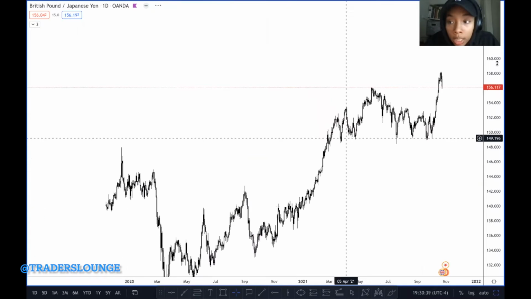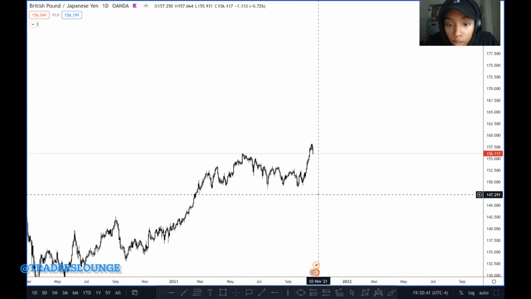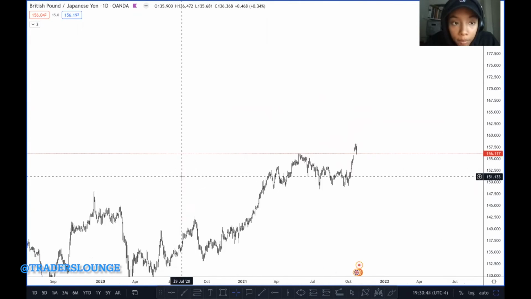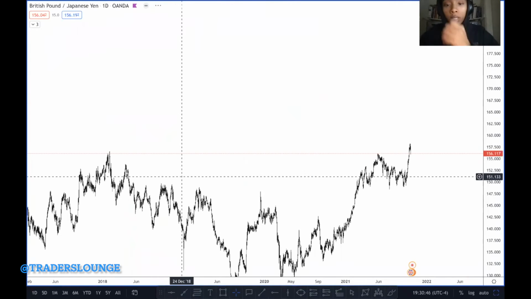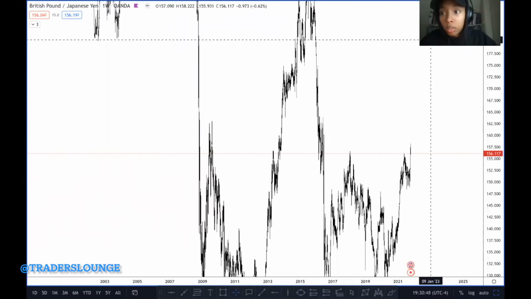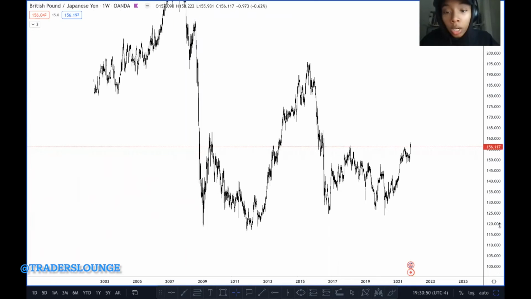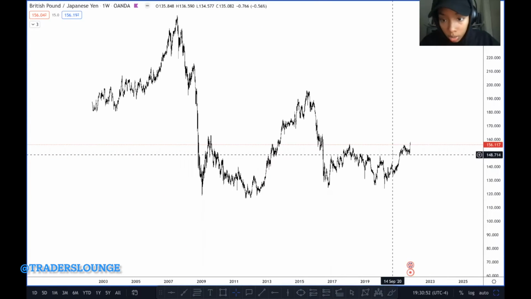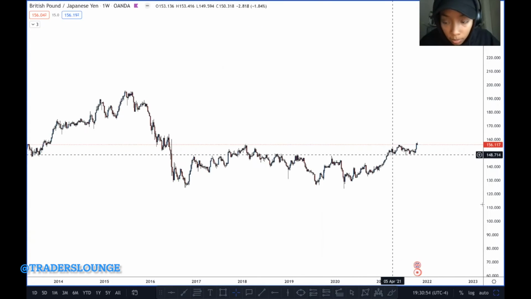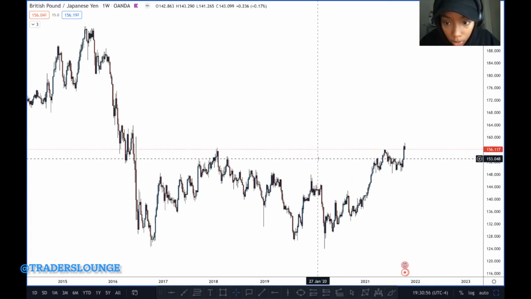All right, so we had this really big bull run right here. We'll do the weekly because we're starting a new week as well. Like I said, I only look at the weekly chart when a new week starts. So let's see what's going on here.